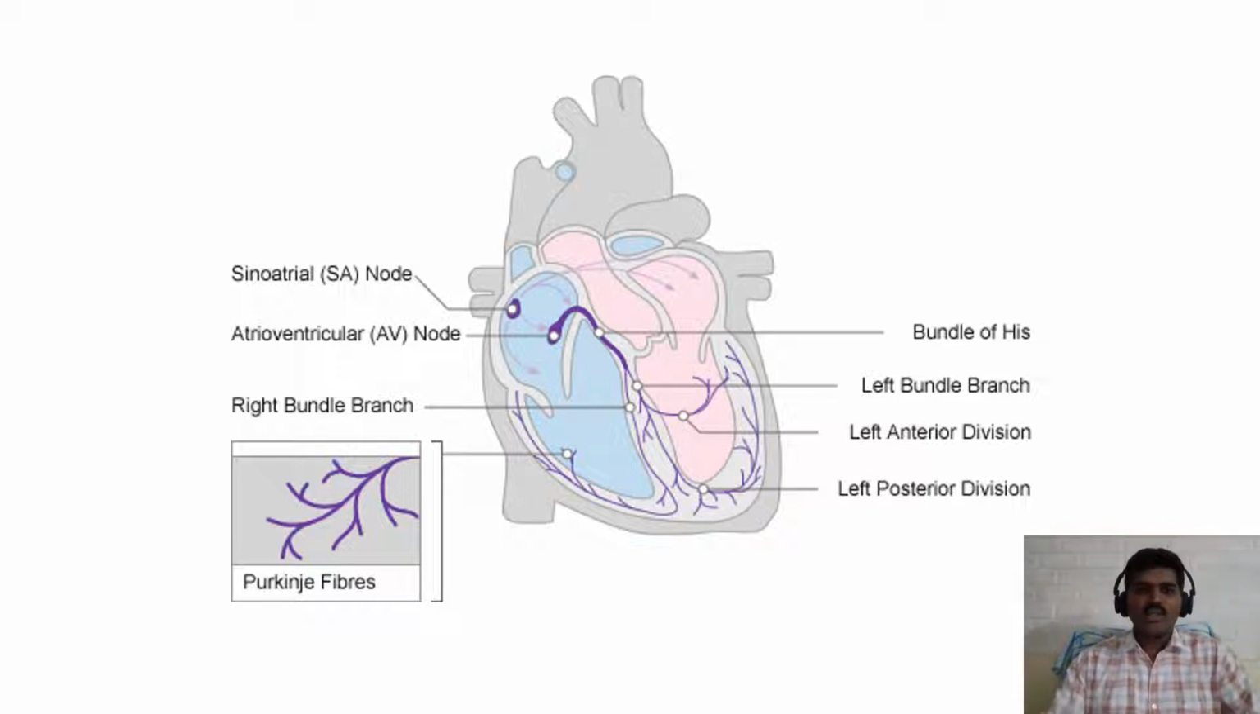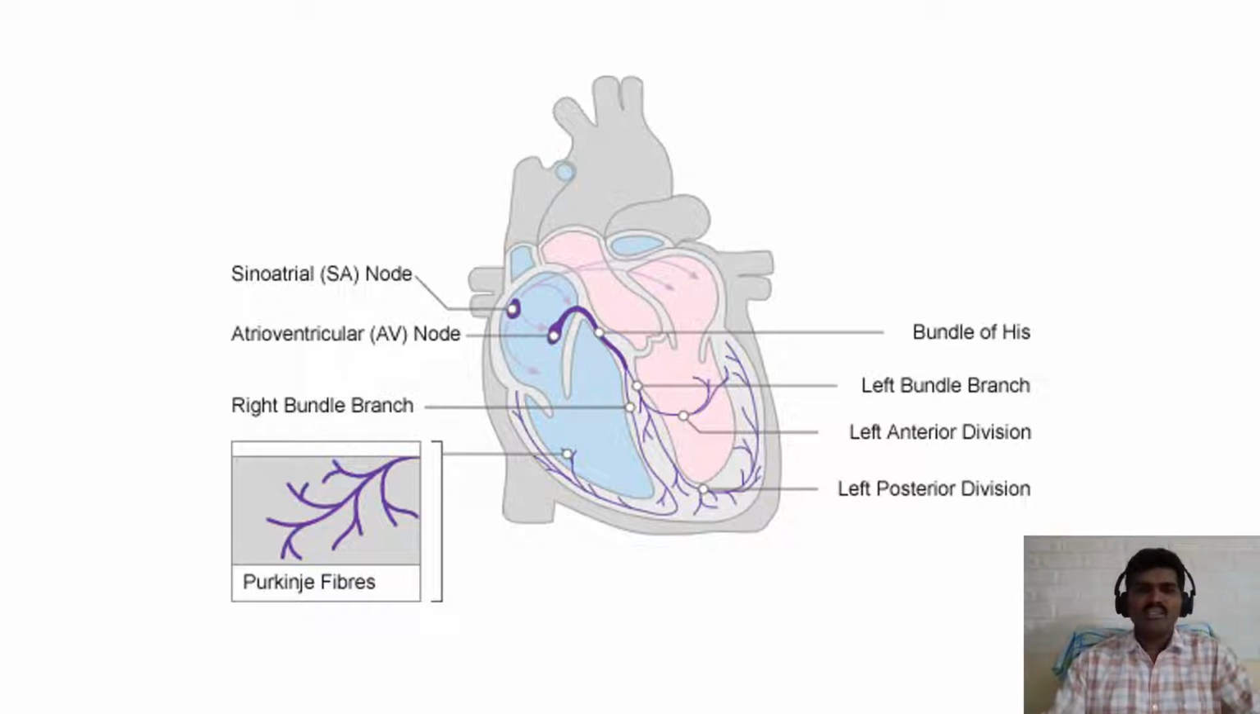From the atrioventricular node arise the tracts. One tract that arises from the atrioventricular node is the bundle of His. The bundle of His soon divides into one right bundle branch and one left bundle branch. The right bundle branch descends down the septum and then ascends up the right side of the heart, the right ventricle. The left bundle branch again divides into a left anterior division and a left posterior division.